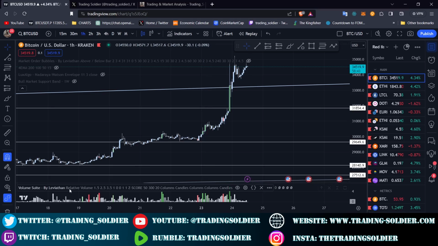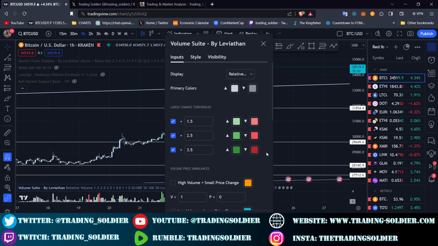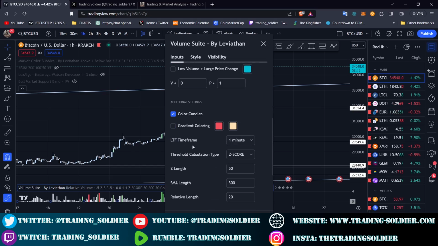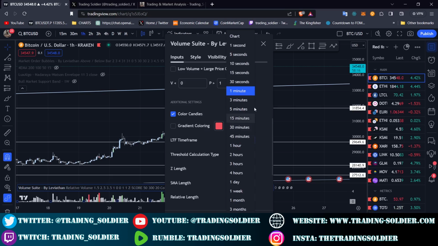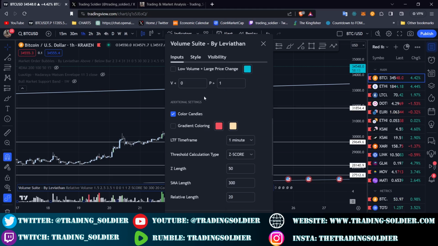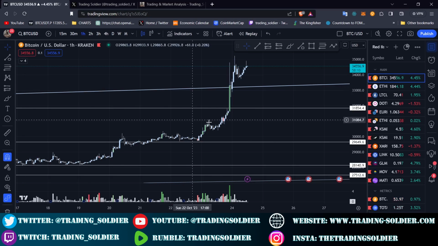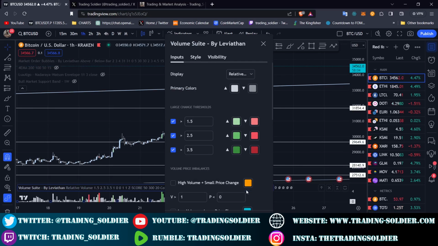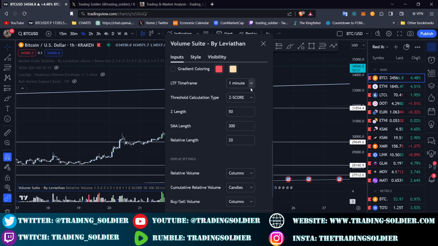So if we click on the settings here, you can see that we have a lot of metrics in the Inputs tab to configure this indicator. I will leave these metrics and settings as they come predefined. The only thing that you should change is here in LTF time frame. You should change it to 1 minute, because before it was 1 second, but now TradingView has changed their plans, and you cannot use it with a 1 second time frame. So you should change it to 1 minute.